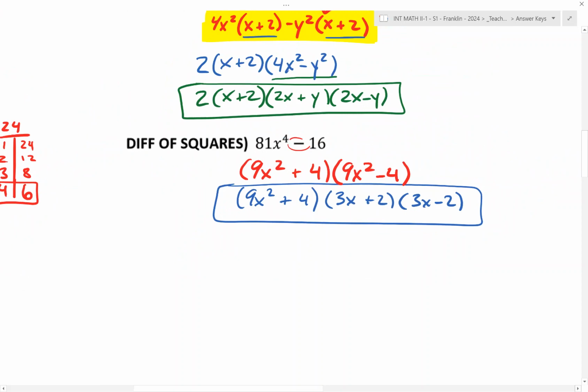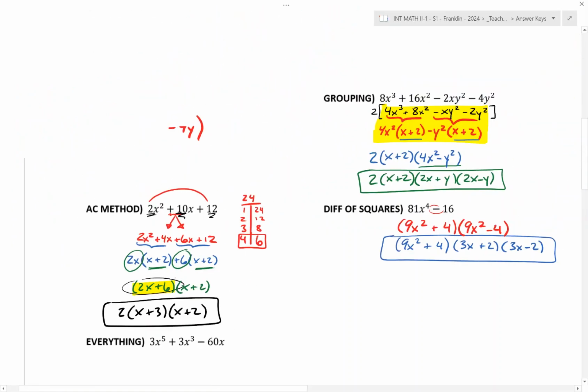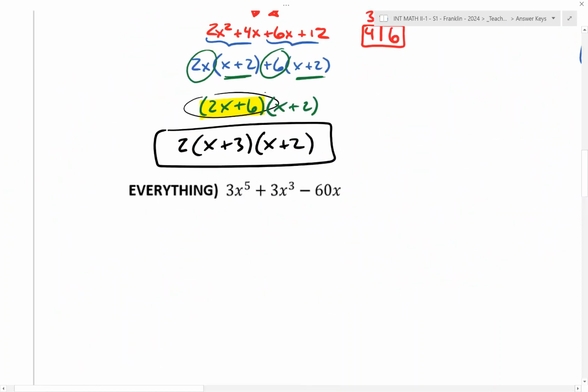So always double check after the first round, double check for a second one. Okay, last one. Problem with a little bit of everything in it, which might have seemed challenging if we hadn't just done that on the grouping problem. So let's take a look at this one. 3x to the fifth plus 3x cubed minus 60x. Well, I can see right away they all have an x, and it looks like 3 is my GCF for that, so 3x I can take out. And that'll leave us with x to the fourth plus x squared minus 20.